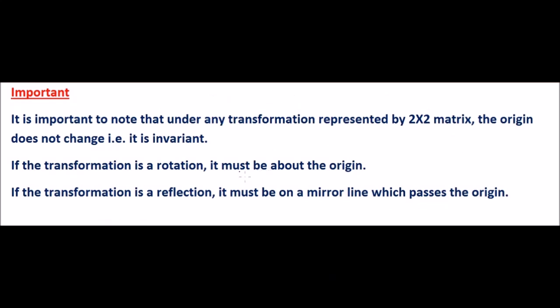So we have come to the end of our second lesson, that is finding the matrix of transformation. But before we wind up, it is important to note that under any transformation represented by a 2 by 2 matrix, where we have 2 rows and 2 columns, like 1 0 0 1, that's a 2 by 2 matrix, the origin does not change. If the transformation is a rotation, then it is about the origin. If it is a reflection, the line of reflection passes through the origin.